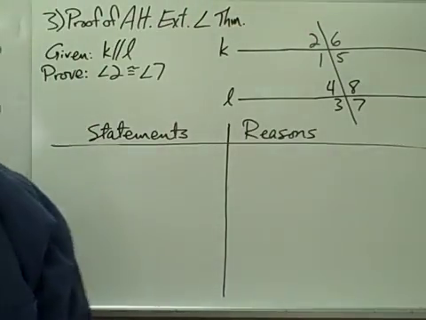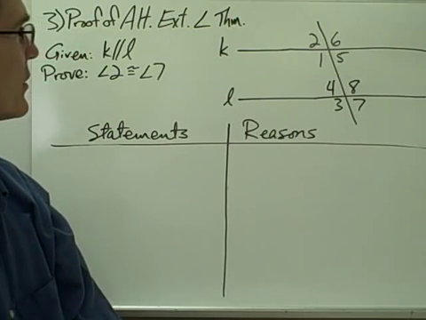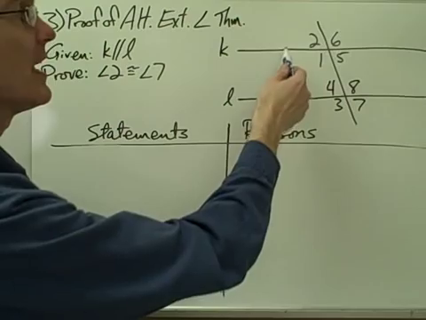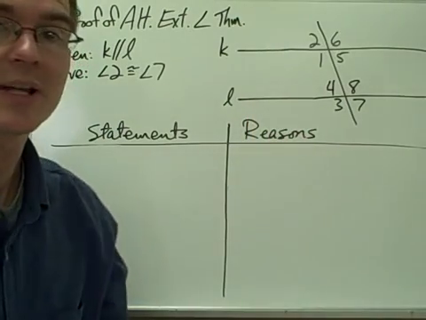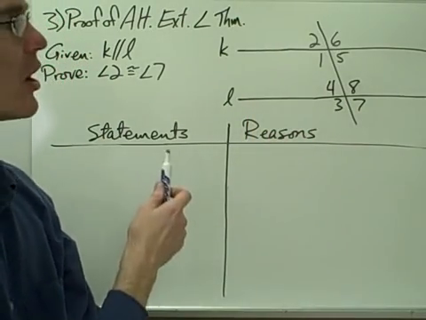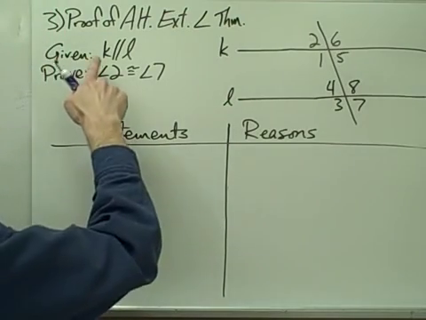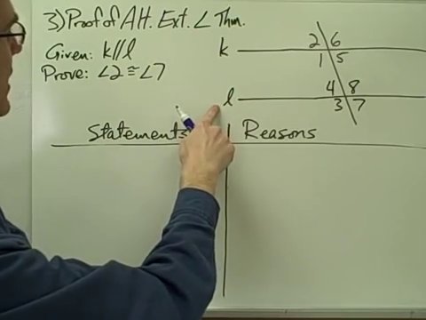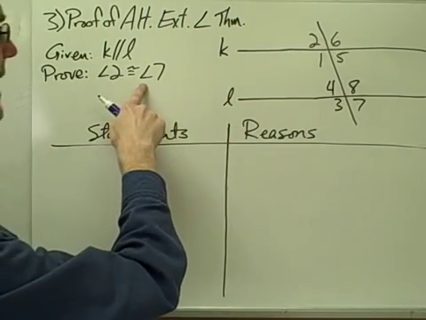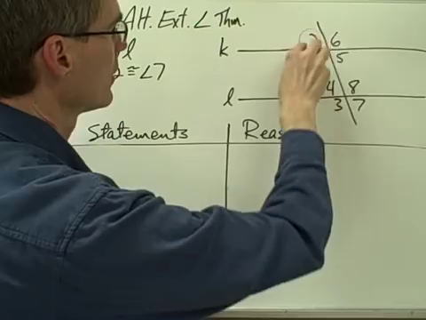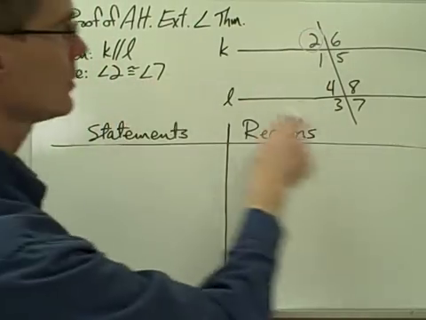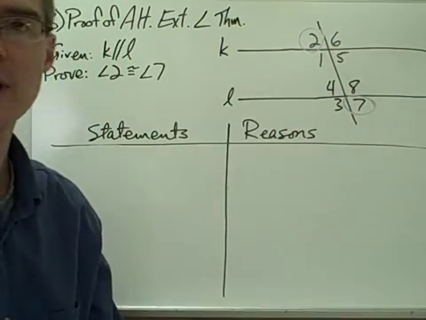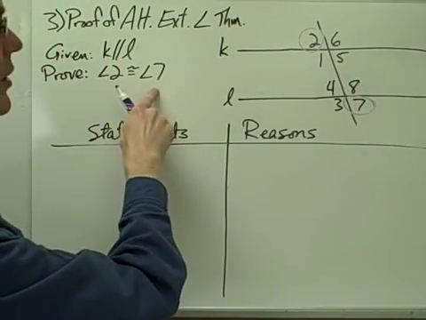Okay, next I want to prove the alternate exterior angles theorem. Remember, the alternate exterior angles theorem says if two parallel lines are cut by a transversal, then alternate exterior angles are congruent. And I'm going to state that theorem in the given proof format like this. K is parallel to L, that's my given. I want to prove that angle 2 is congruent to angle 7. Angle 2 and angle 7 are alternate exterior angles, and I want to prove that they are congruent.